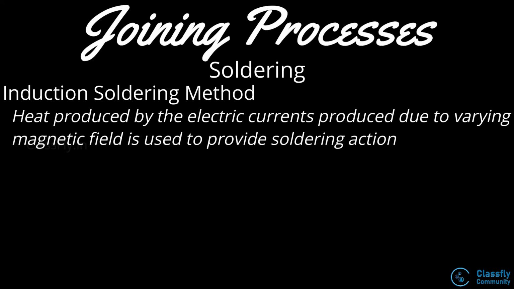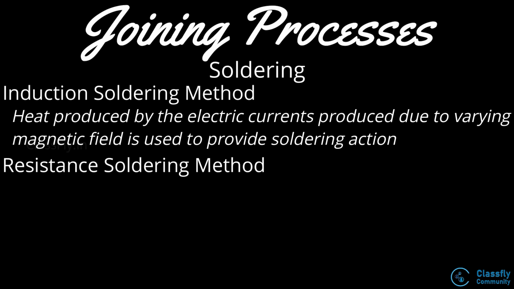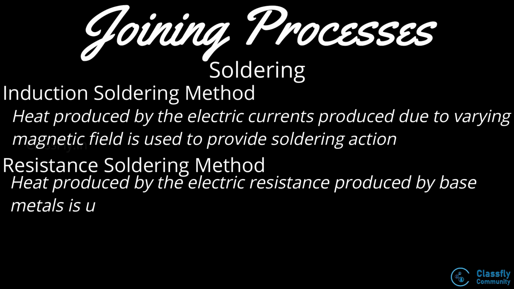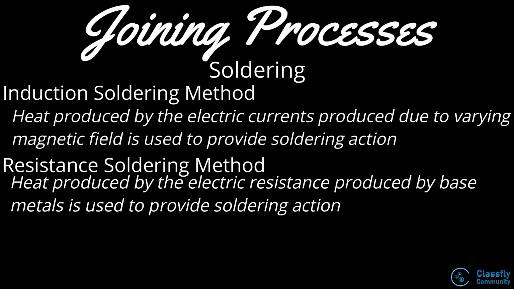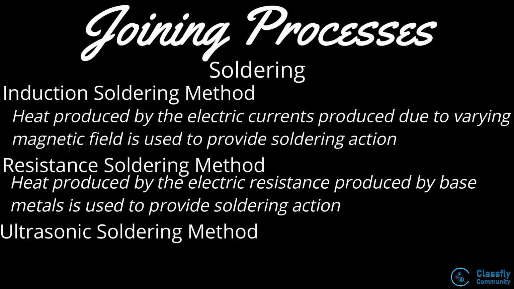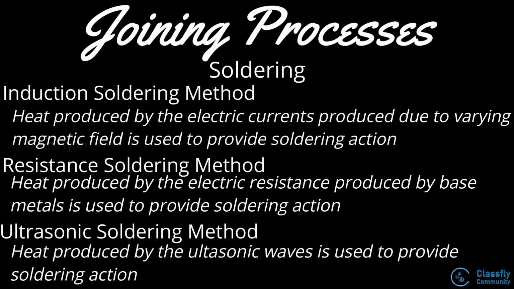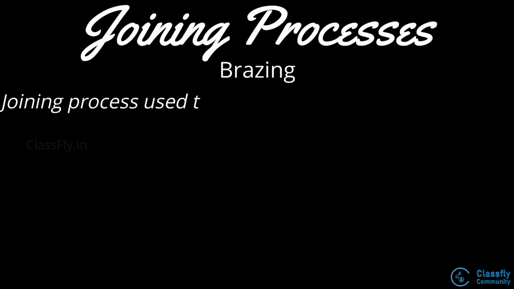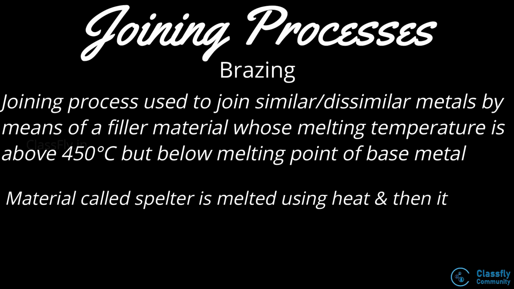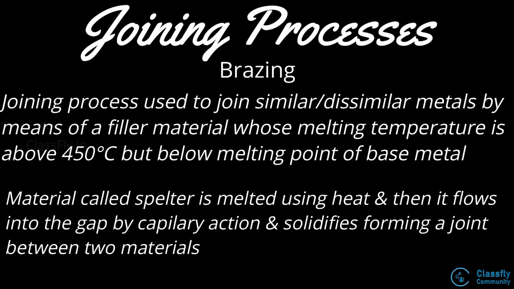induction solder method, where the heat energy of the induced currents due to the varying magnetic field is used for soldering, the resistance method, where the heat generated by the electric resistance of the materials is used, and then ultrasonic method, where the heat obtained from the ultrasonic waves is used for soldering. Then we looked into the process of brazing. Well, brazing is a method of joining similar or dissimilar metals by means of a filler metal whose melting temperature is above 450 degree but below the melting point of the base metal.